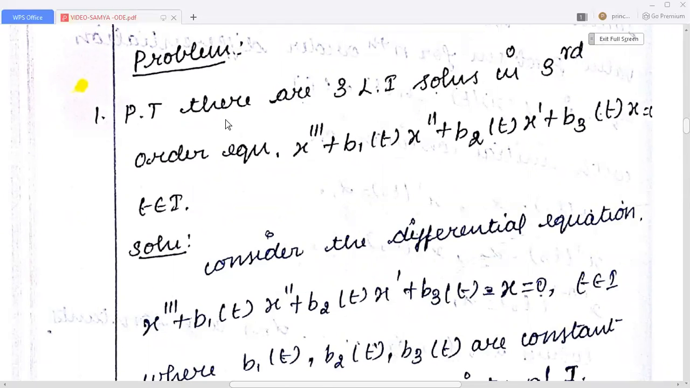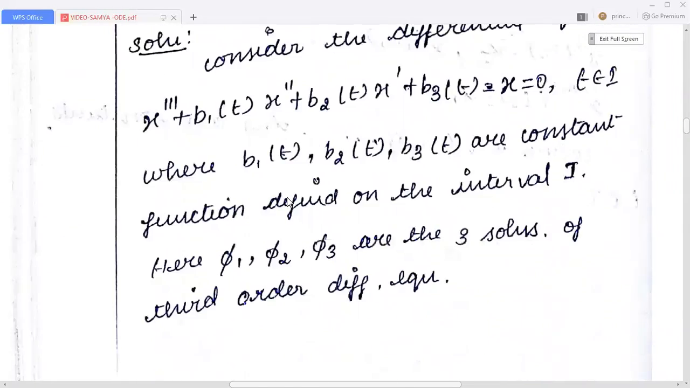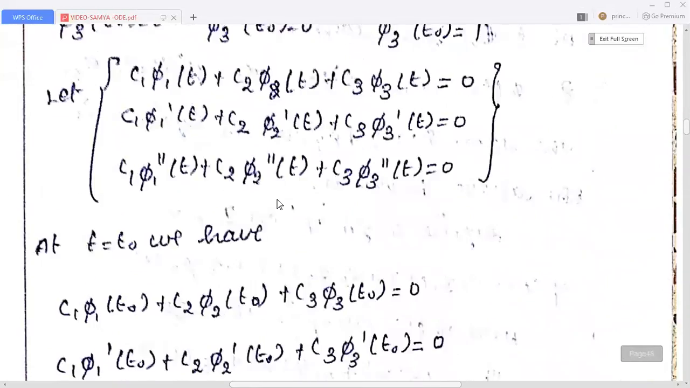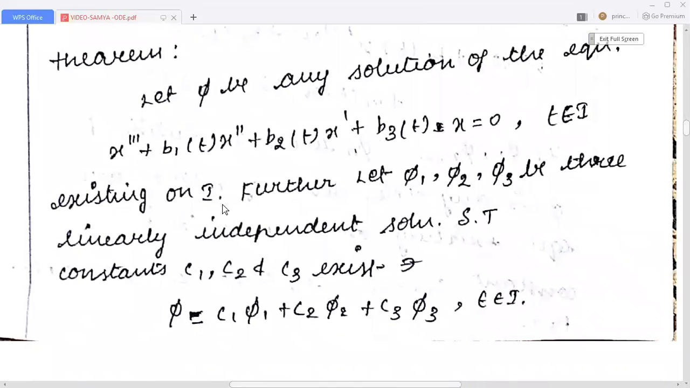That means we prove the same for nth order differential equation in the following manner. Prove that there are n linearly independent solutions in nth order differential equation. We follow the same logic for nth order differential equation. Next theorem.